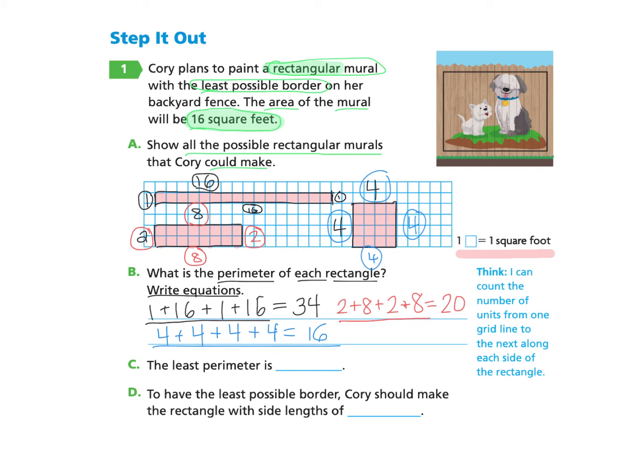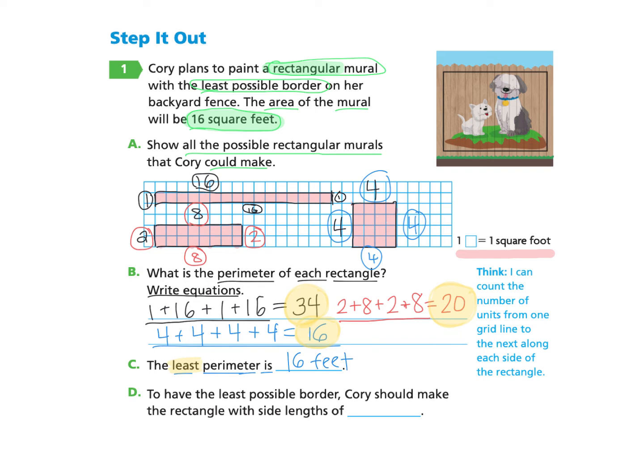Now let's look at part C. The least perimeter is, so we need to look at our solutions. We had 34, 20, and 16. Which is the least? The smallest number is that 16, so we can write that in here, 16 feet.